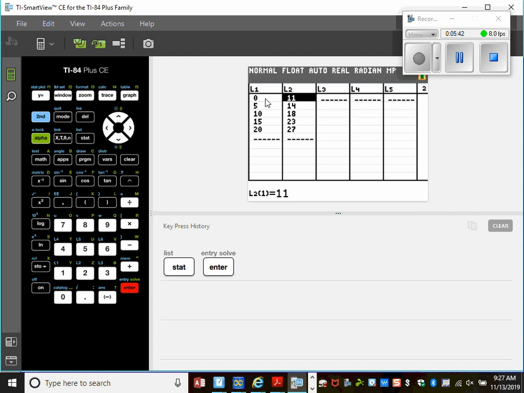How many people have numbers in their calculator? All right. If you don't, that's fine, but you need to know because you'll have numbers the next time, and I'm going to show you how you clear your list. There are a couple ways you can do it. We're just going to do it this way today.